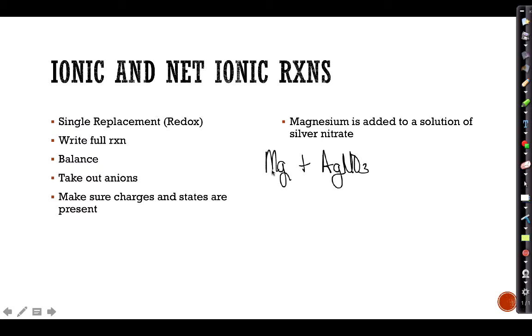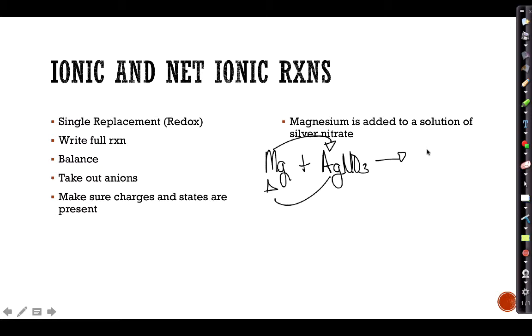All right, so it's a single replacement reaction. I know this reaction will happen. Silver is very non-reactive. Magnesium is very reactive. So when it's a metal, it's going to be very reactive, and the reaction does happen. So the magnesium will switch places with the silver.